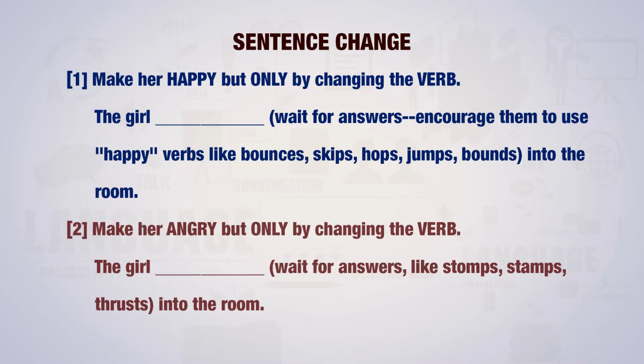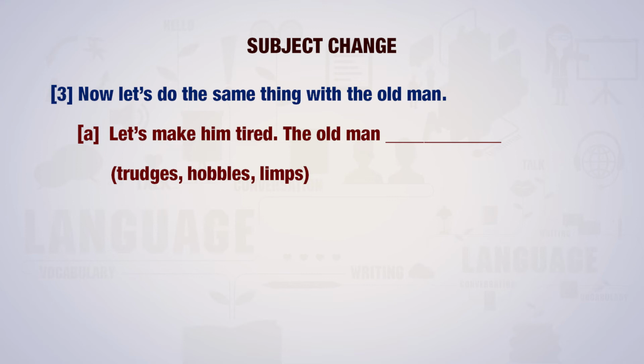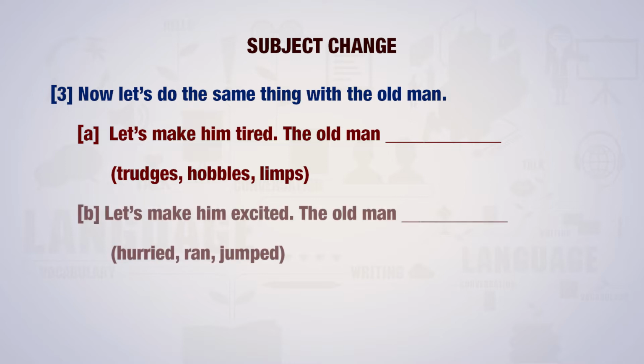If you want to make the girl angry, again by only changing one verb, it can be the girl stomps into the room, the girl rushes into the room, the girl bangs into the room. And the same thing can be done with the old man. The old man can be tired. He can trudge into the room, hobble into the room, limp into the room. But if he is excited, the man hurried inside the room, he jumped into the room.